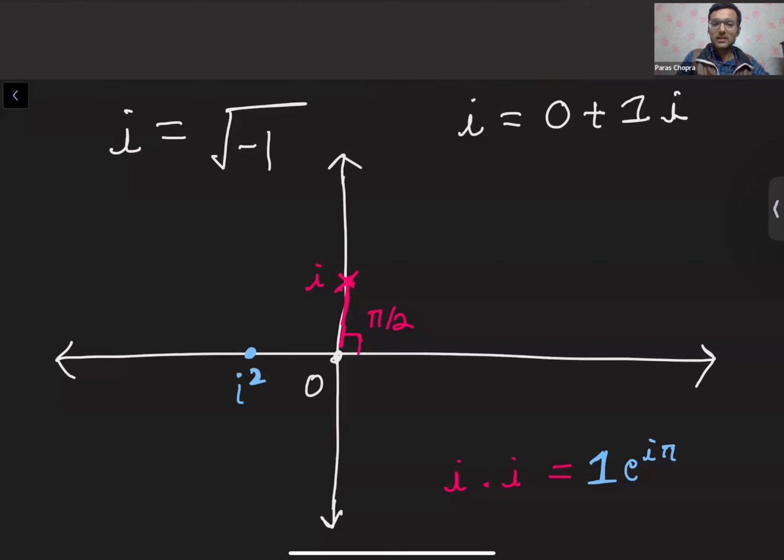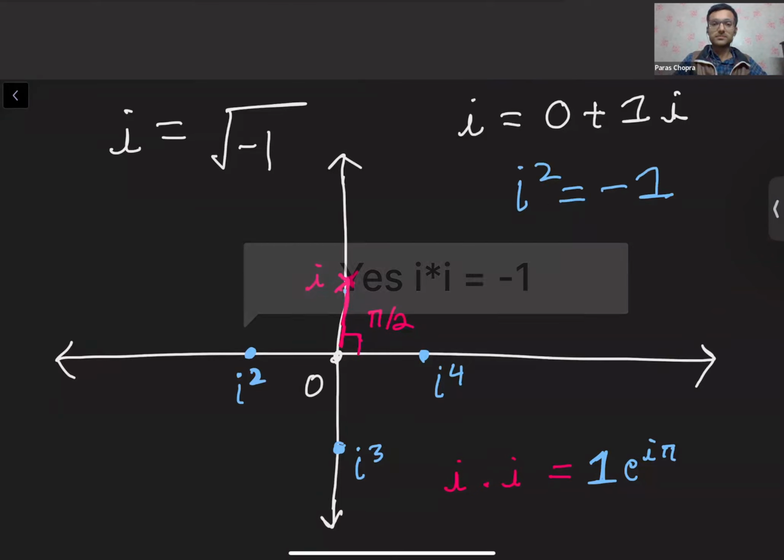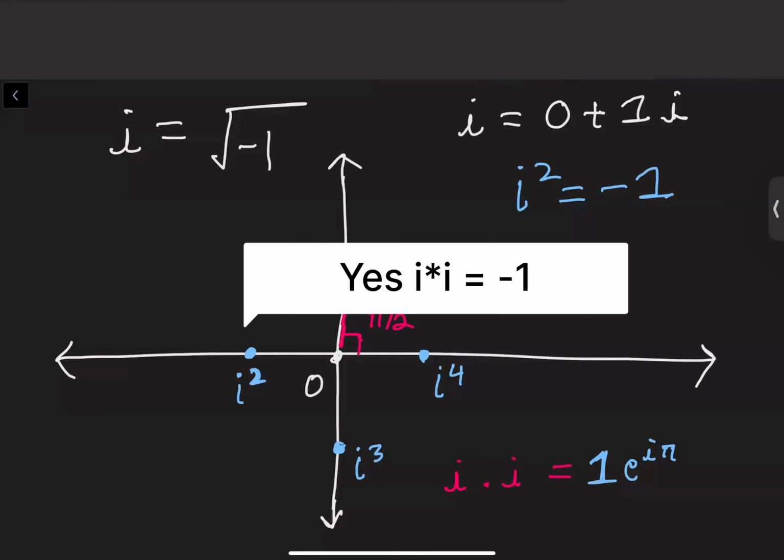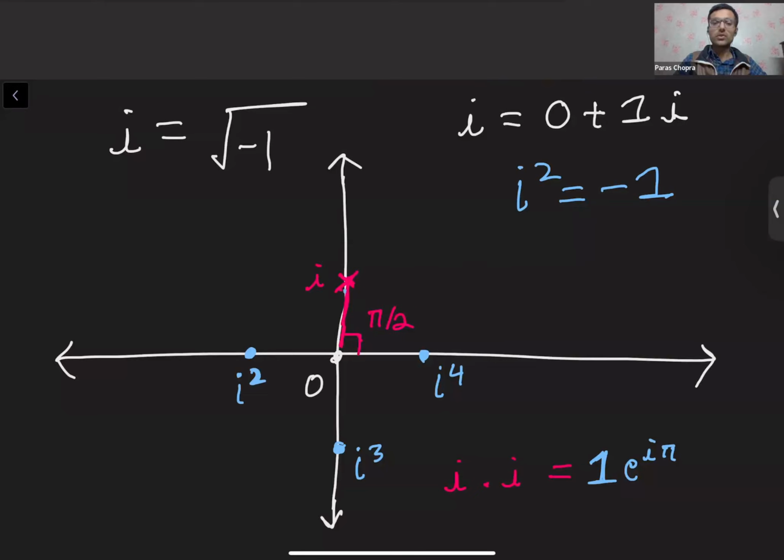तो जैसे जैसे हम I से मल्टीप्लाई करते जाएंगे, मैग्नीट्यूड तो 1 ही रहेगा, आर्ग्यूमेंट बढ़ता जाएगा. सो I क्यूब इधर आ जाएगा, I टू द पावर 4 इधर आ जाएगा, I टू द पावर 5 वापस I पे आ जाएगा. ऐसे ही 6, 7, 8 इन्हीं 4 पॉइंट्स पे रिपीट होता जाएगा. कैन वी से I स्क्वायर इज इक्वल टू -1? ठीक है, वो तो हमें पहले पता ही था, बिकॉज I इज द स्क्वायर रूट ऑफ -1.